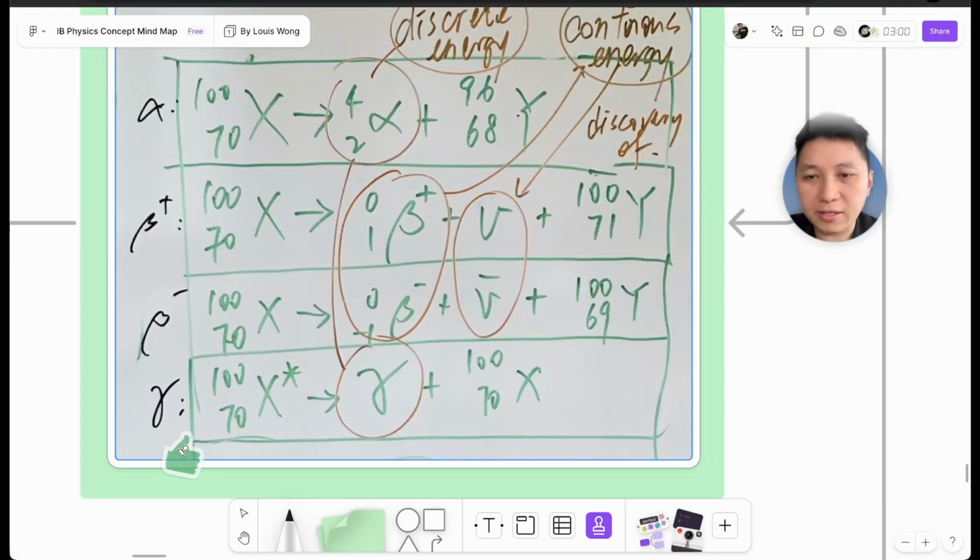The last thing is the gamma, and the gamma is just a photon. It doesn't come with any protons and neutrons, therefore the number is 0, 0 if you really want to write it, or you just don't write it, which is also fine. The star on the left means that it's in the excited state, and therefore on the right you can see the same element, or same nuclei basically, without the star, meaning it is in a more relaxed state.